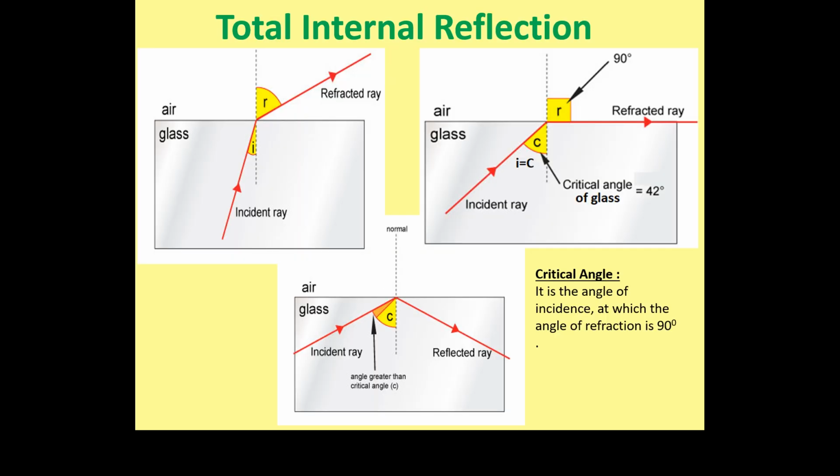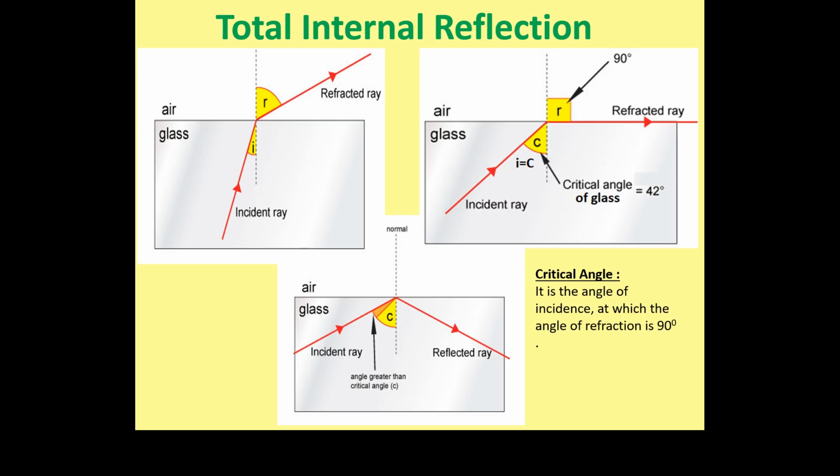Here, if you notice in the first diagram, the angle of incidence is small. So when the light ray is traveling from glass to air, it is refracting away from the normal. But in the second image, we can see that the angle of incidence is increased further, wherein the angle of refraction is 90 degrees. During that position, the angle of incidence is equal to the critical angle. So this is the angle of incidence wherein the angle of refraction is 90 degrees. This position of the angle we call the critical angle.